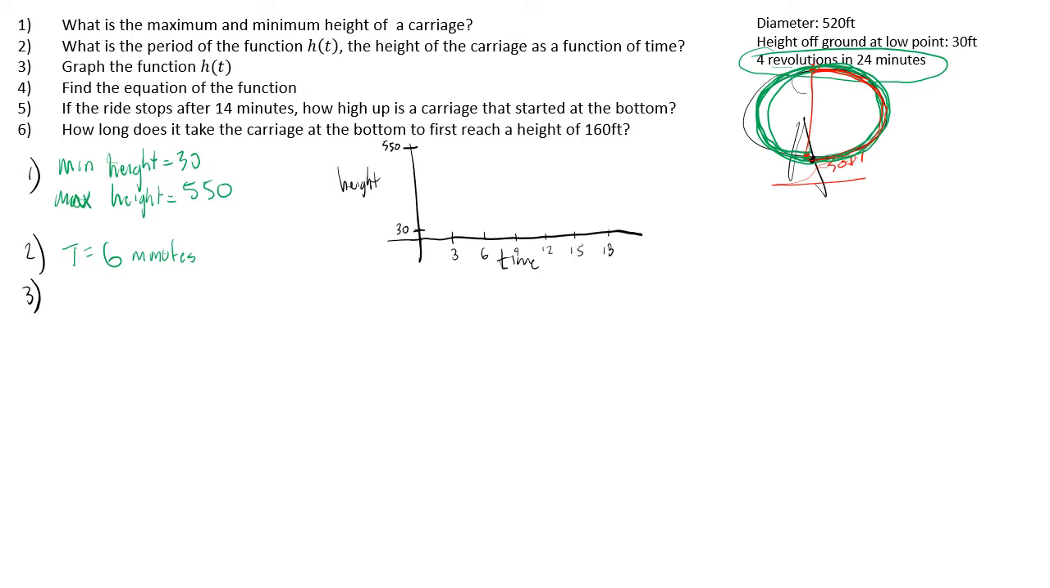So at time equals 0, we're at 30 feet. The carriage just is at the bottom. And then at time equals 3, it's up at a maximum. At time equals 6, it's back down to the bottom again. And then it's going to go on another revolution to get up to 9. Another half revolution, the complete second revolution gets me back down. At 12 minutes, I'd be back at the bottom. 15 minutes, I'd be back up at the top. And then 18 minutes, I'd be back at the bottom.